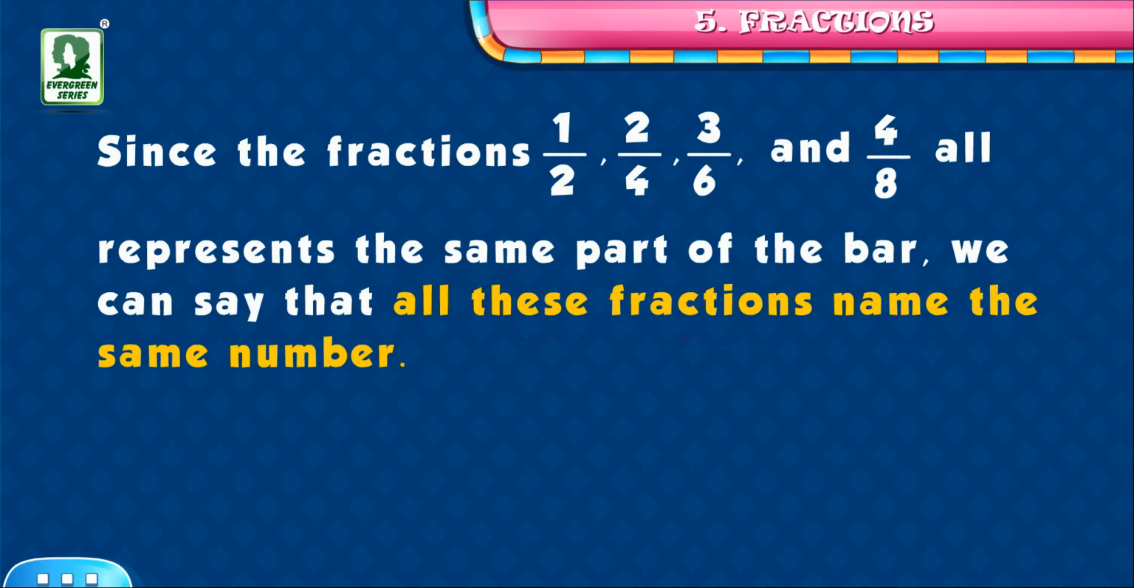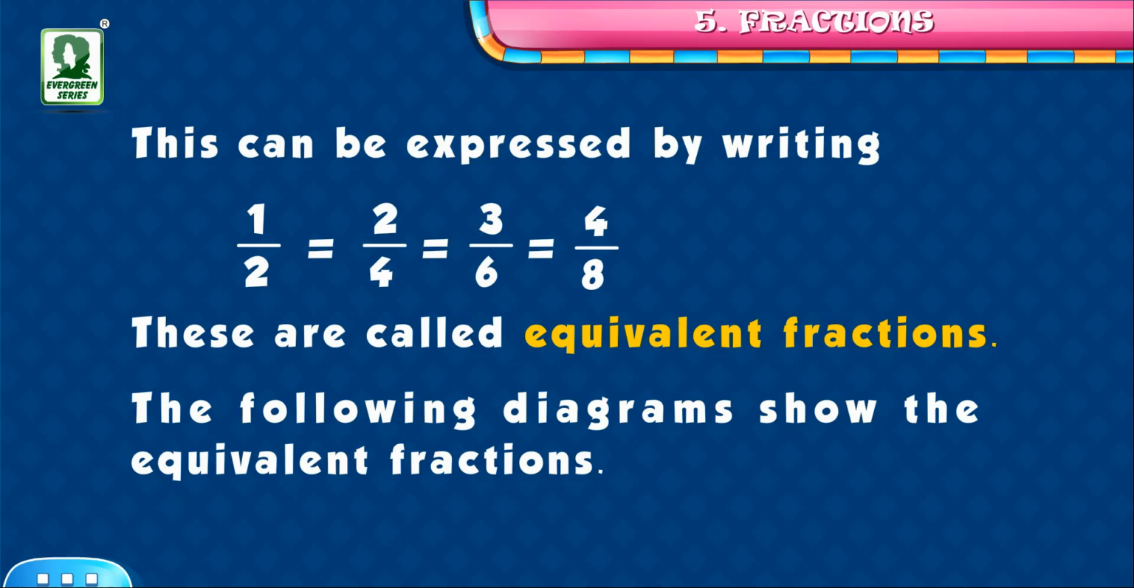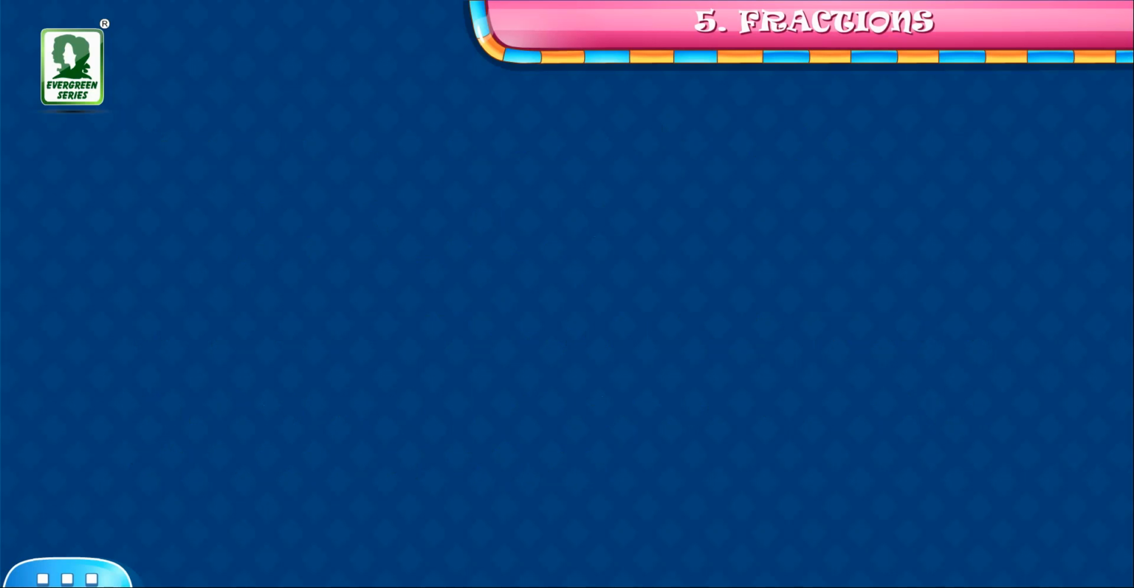Since the fractions 1 by 2, 2 by 4, 3 by 6 and 4 by 8 all represent the same part of the bar, we can say that all these fractions name the same number. This can be expressed as 1 by 2 is equal to 2 by 4, 3 by 6 and 4 by 8. These are called equivalent fractions.